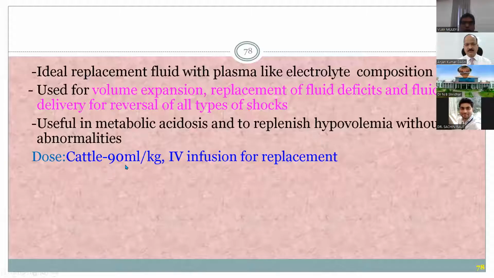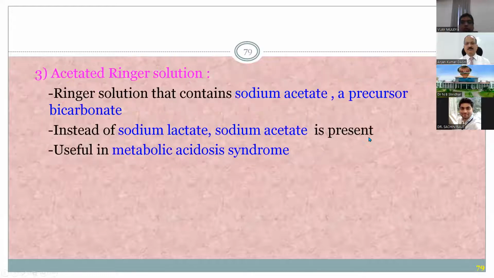In cattle, 90 ml per kg infusion for replacement therapy. And it is especially useful in acidosis conditions, maybe rumen acidosis and metabolic acidosis. So those are the important indications of Ringer's lactate. Of course, acetated Ringer's lactate is also available, containing sodium acetate instead of sodium lactate, and it is useful in case of metabolic acidosis.